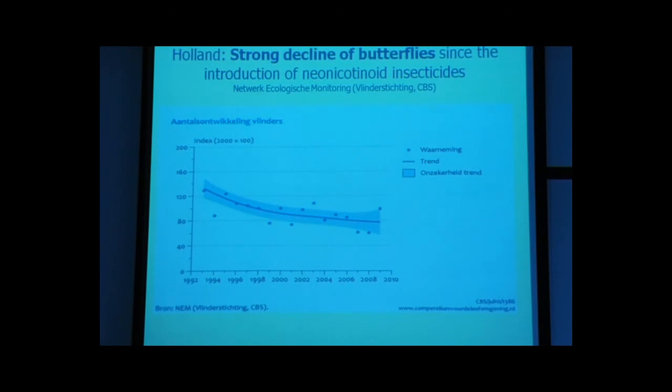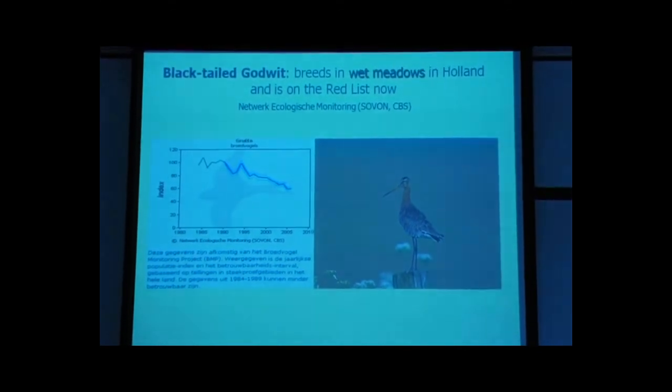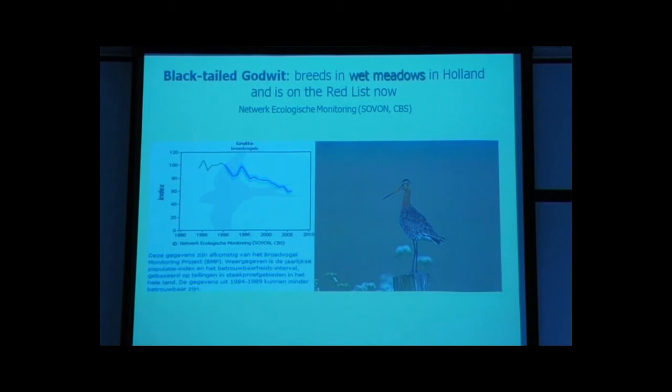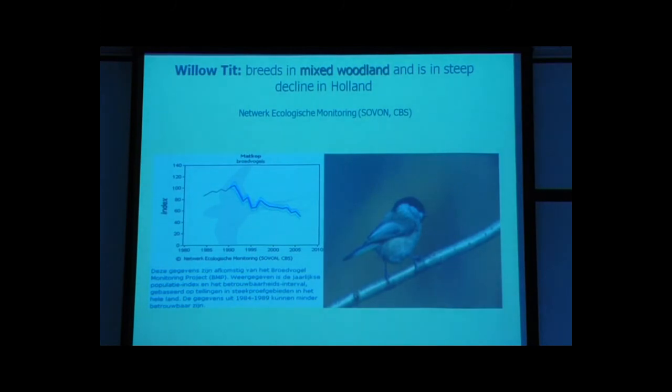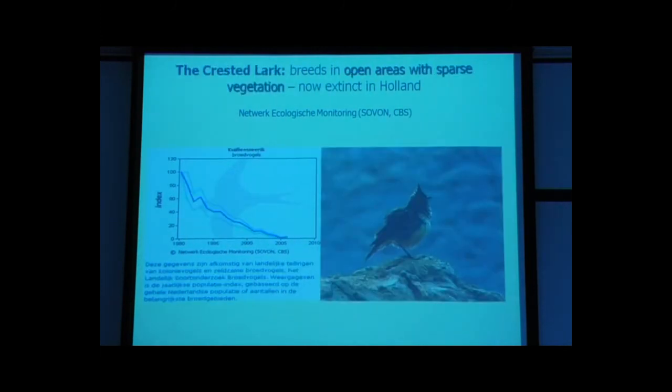What we see is a strong decline of butterflies since the introduction of neonicotinoid insecticides. But also bird species in very different habitats are declining. Here's the black-tailed godwit, which breeds in wet meadows and is on the red list now. The willow tit breeds in mixed woodland and is in steep decline. The crested lark breeds in open areas with sparse vegetation, now extinct in Holland.